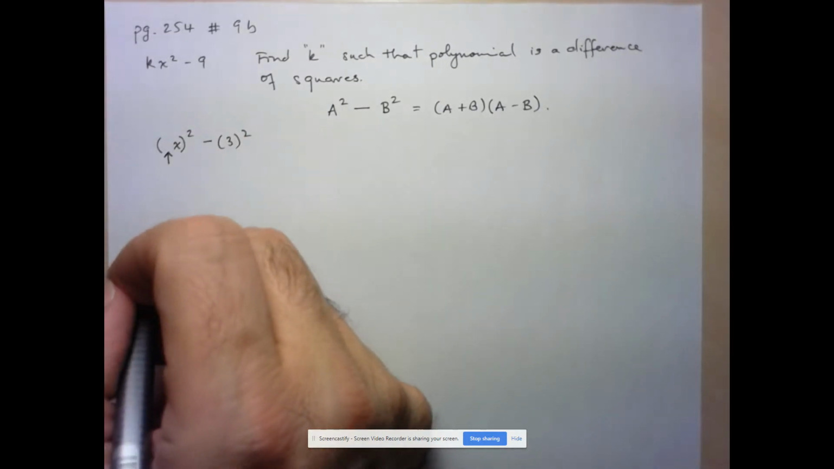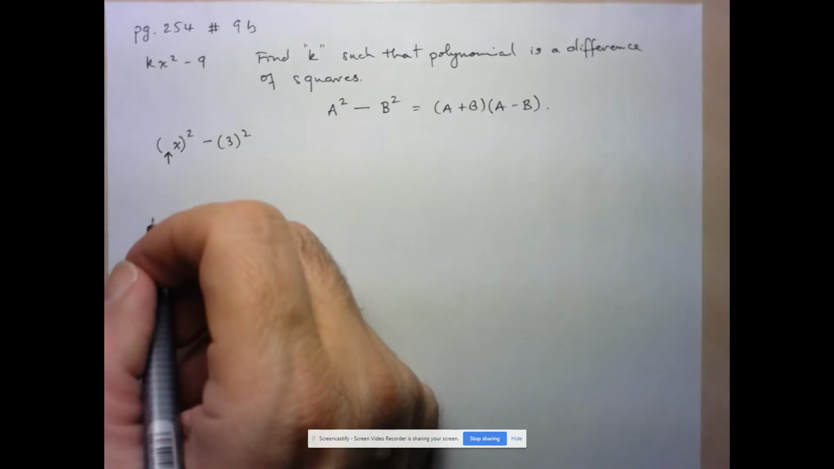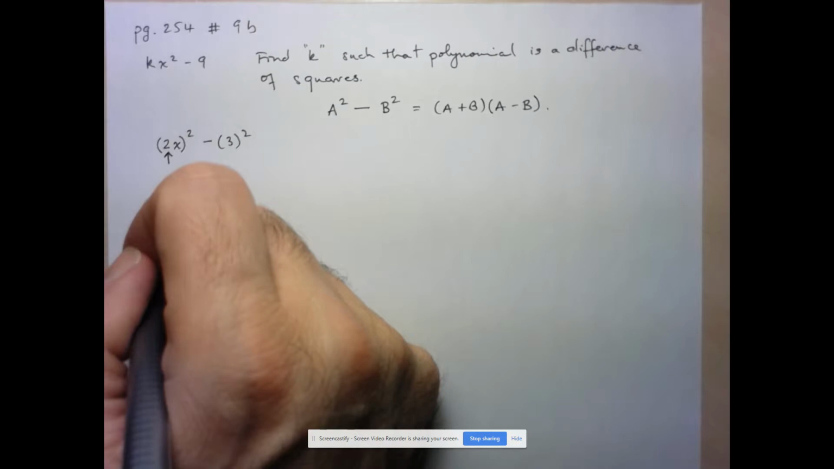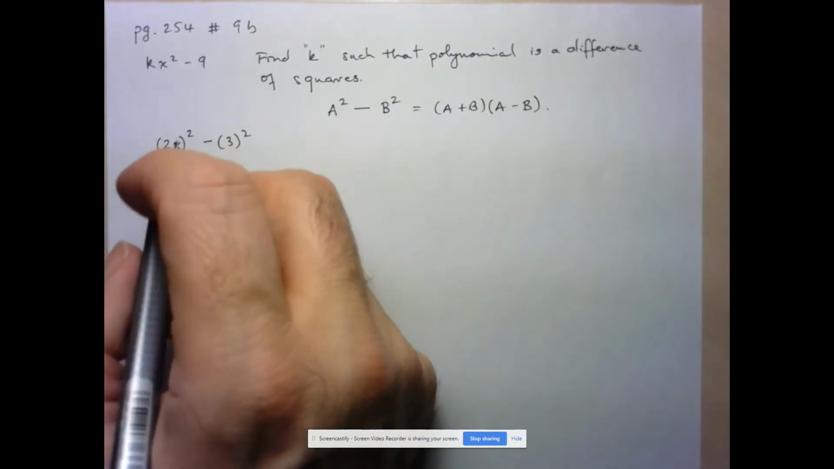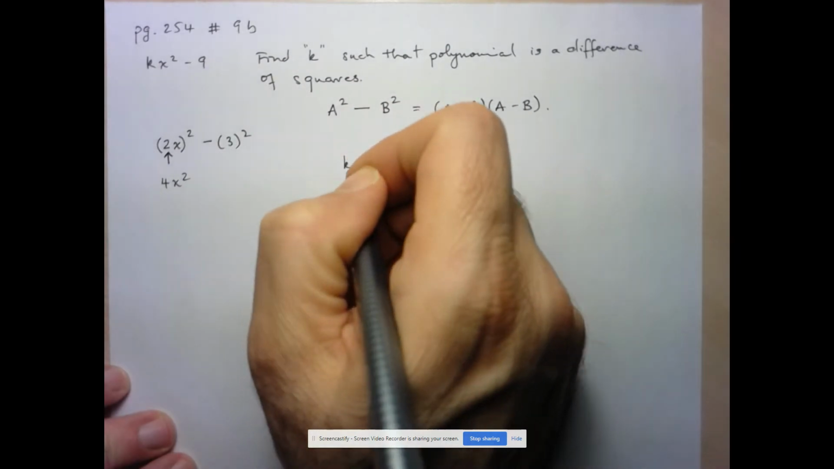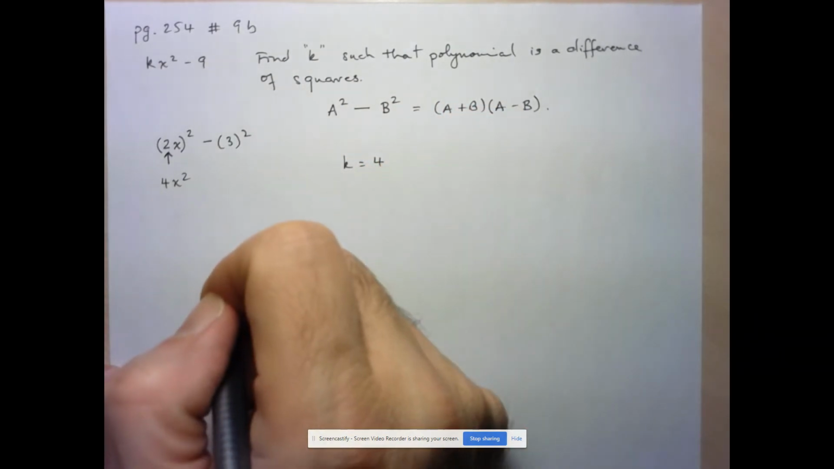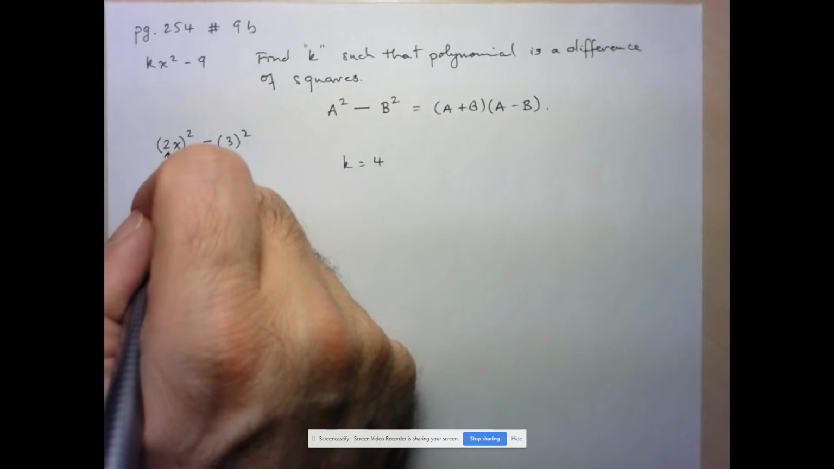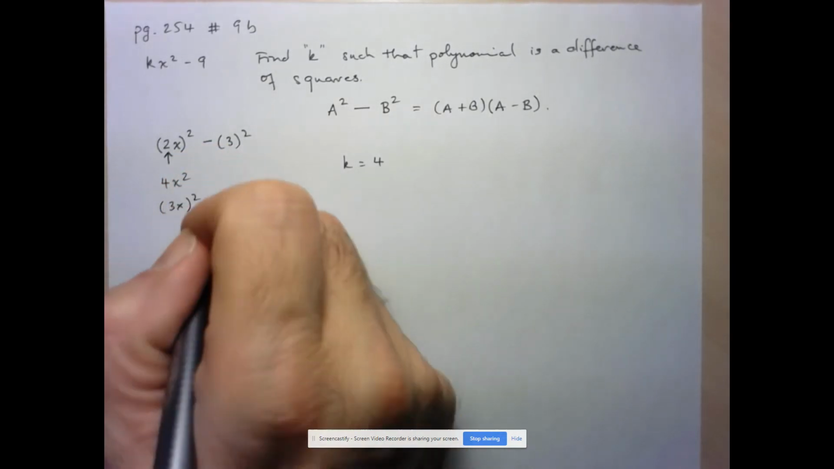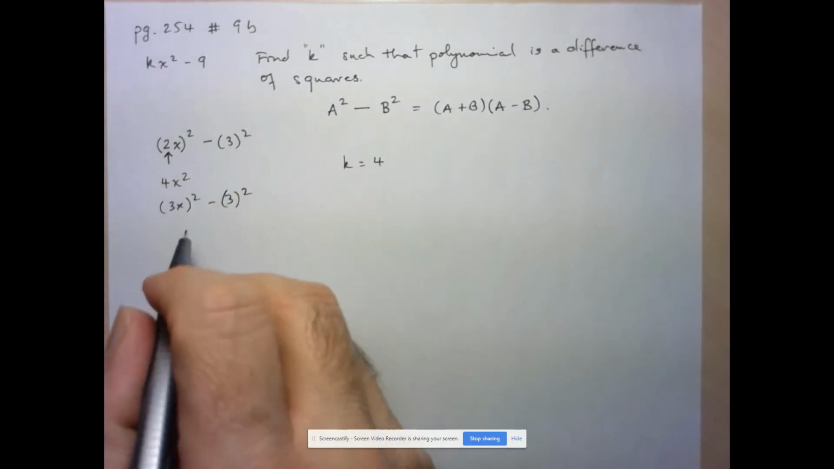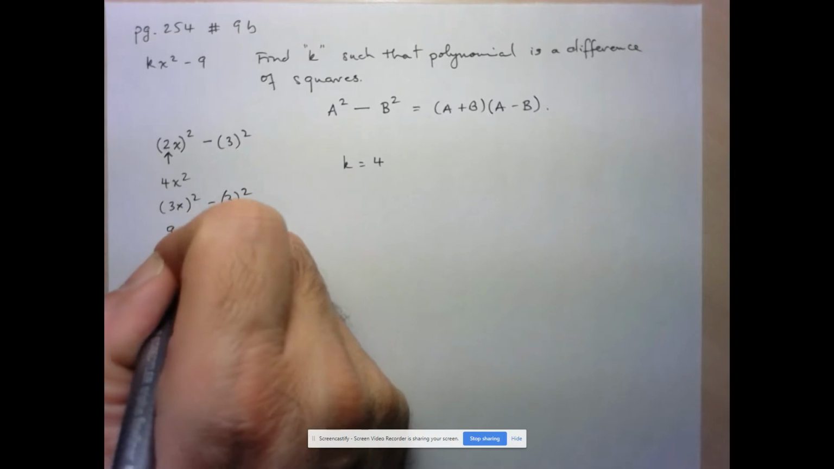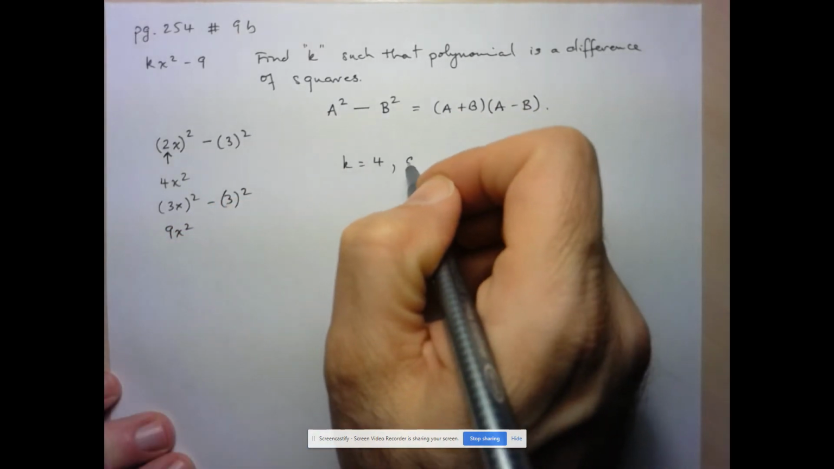But this is where I realize that there's actually infinitely many solutions. So for example, if I put a 2 in there, what happens when I square 2x? I get 4x squared. So k can be equal to 4. But I could put 3x in there, minus 3 squared. That's also a difference of squares. So when I expand this, what do I get? I get 9x squared. So k could also be equal to 9.